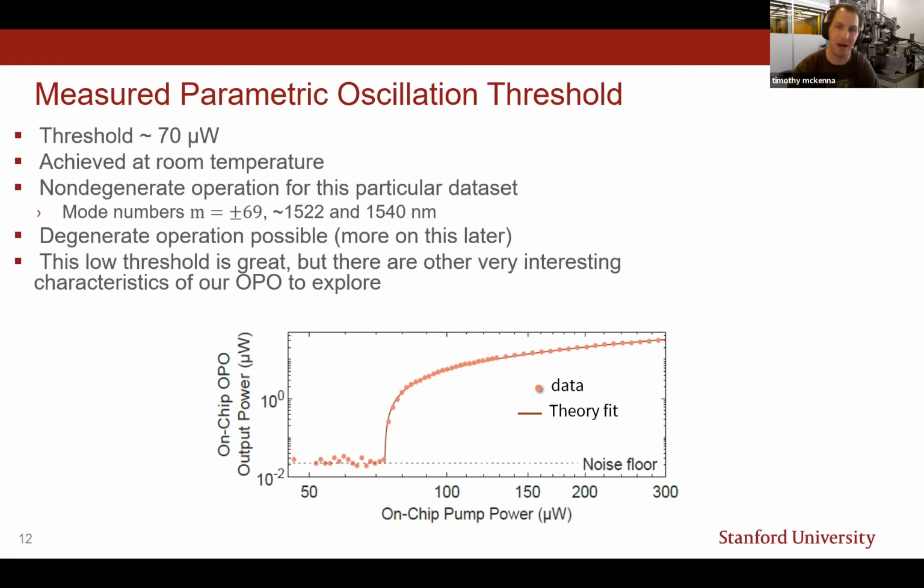And I'm pretty excited about threshold numbers like this, because it means we probably have the opportunity with a particular power budget to integrate many, many devices on a single chip. And that's where things can get really interesting. This particular data set was from a non-degenerate operation, but I'll show some degenerate operation later. And this is great. We were really happy to see this threshold, but there are actually some other really interesting characteristics of the OPO that I want to now explain.